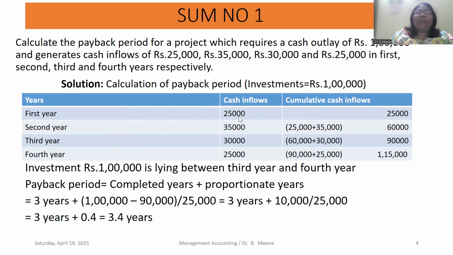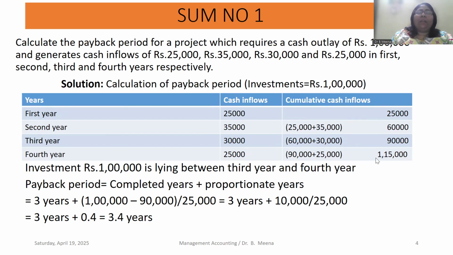So the first year, 25,000 is the cash inflow. So cumulative is also 25,000. The second year, 35,000 is the cash inflow. So the cumulative is first year 25,000 plus second year 35,000. The sum you will get is 60,000. Likewise, the third year, this 60,000 plus the 30,000 cash inflow, so 90,000. Fourth year, 90,000 plus 25,000, I'll get 1,50,000. So this is the way you calculate the cumulative cash inflows. We need to calculate cumulative cash inflows in case the annual cash inflows are varying between years.